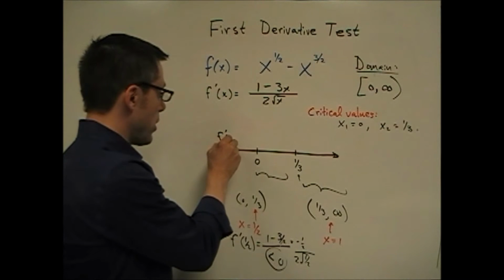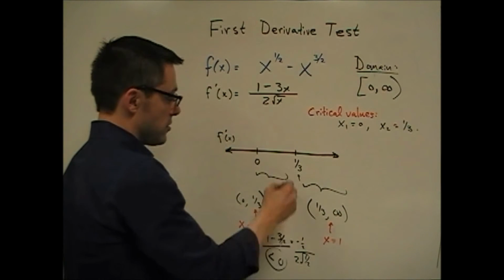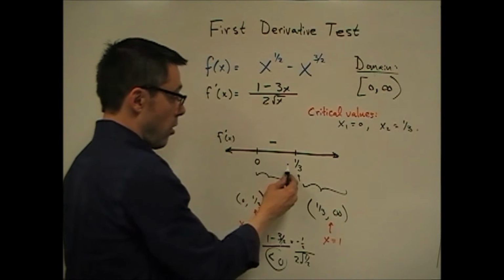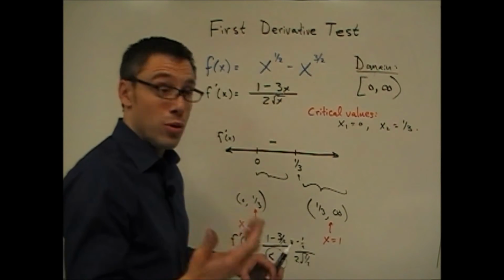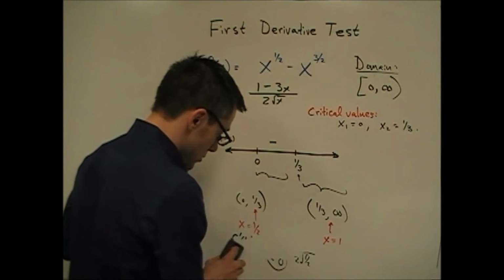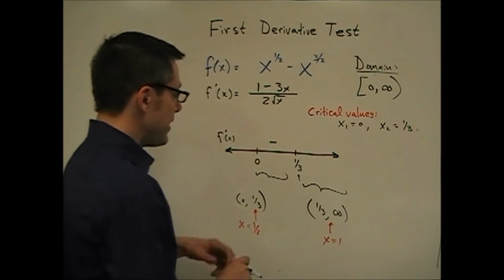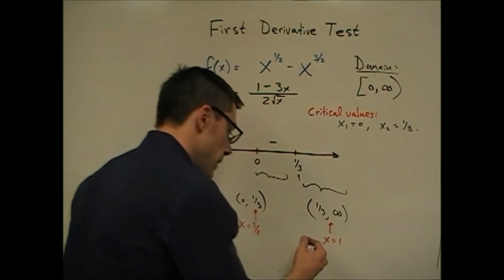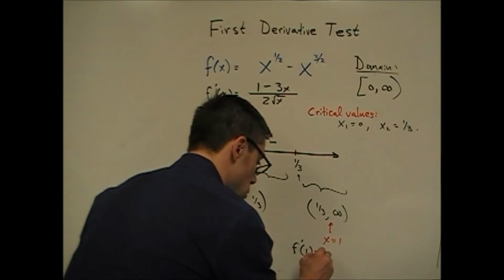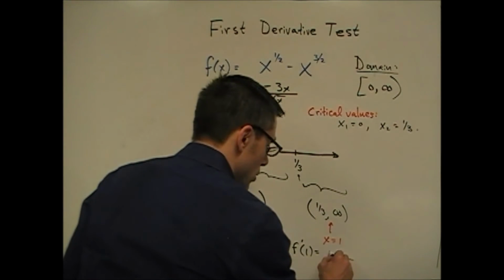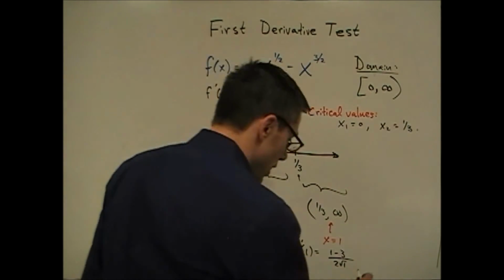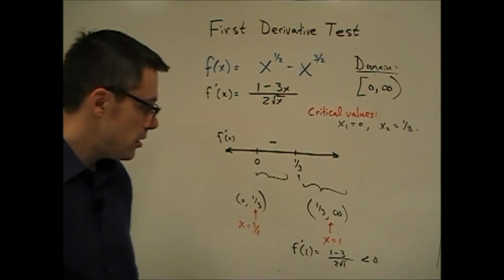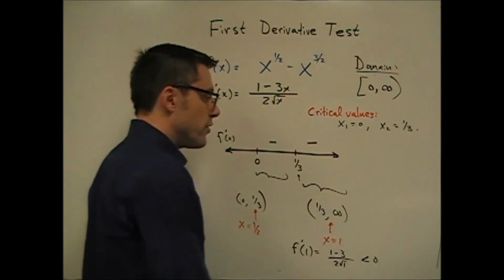So again, if I write f prime on top, I know that the derivative is negative here for all the points in between 0 and 1/3. And similarly, to determine what the derivative is for the other interval, I just go ahead and test it in the first derivative. So f prime when x is 1, again, put 1 in here, I get 1 minus 3 over 2 times root 1. Well, notice that the bottom is always positive, but the top is actually negative, right? It's negative there again. So it turns out the derivative is negative there.